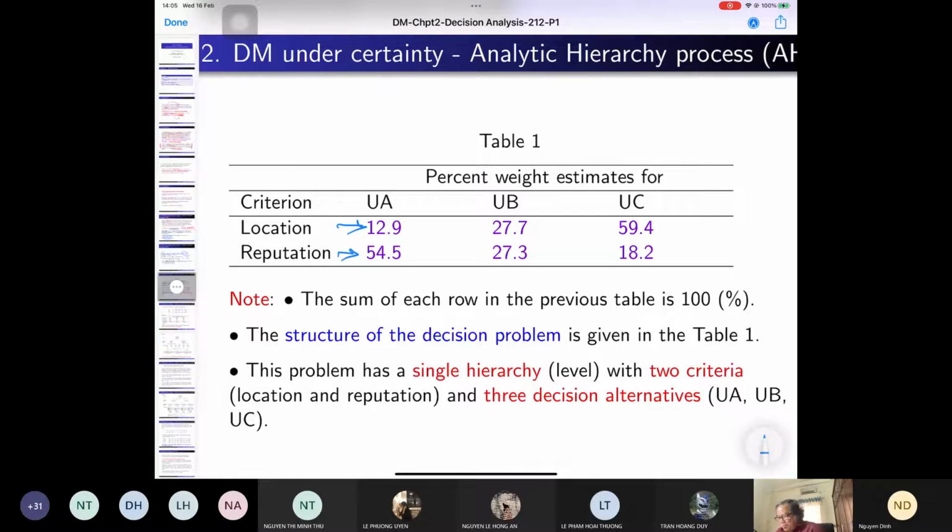The last time, I remember there was one student who could answer this question, Nguyễn Thị Minh Thư, and I gave her 5 points already for this. Because the reputation and location in Martin's mind: the location is just 17%, which means 0.17, and the reputation is 83, 0.83. Is that okay? Like this.